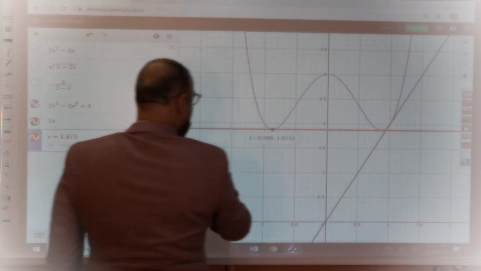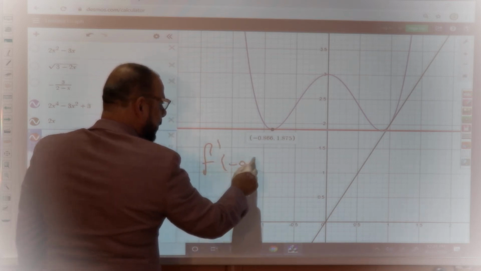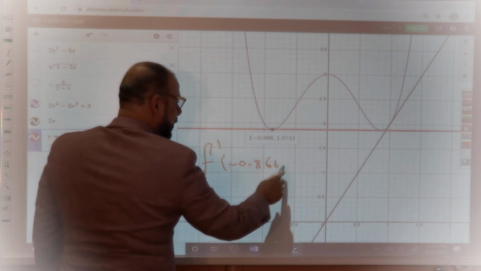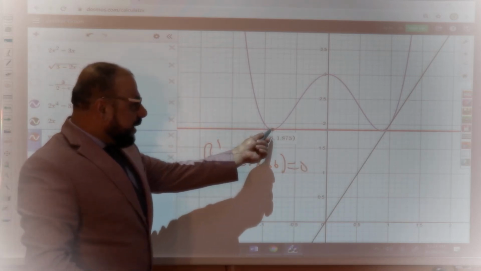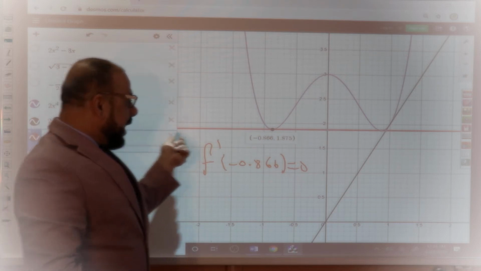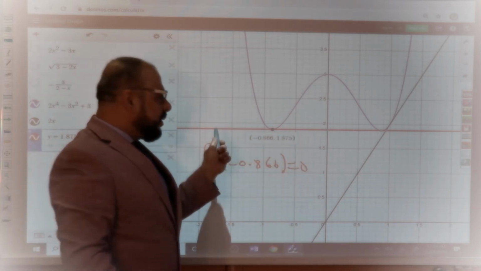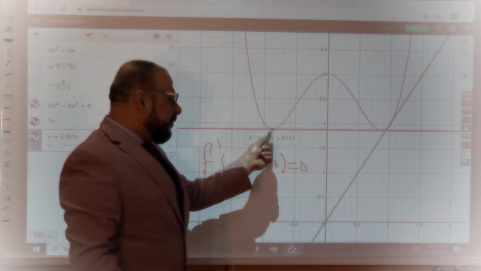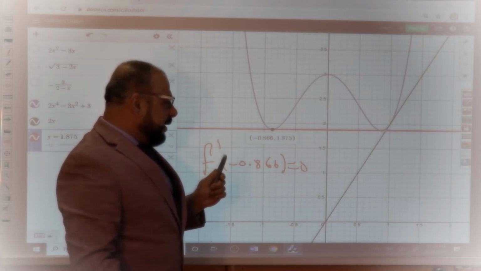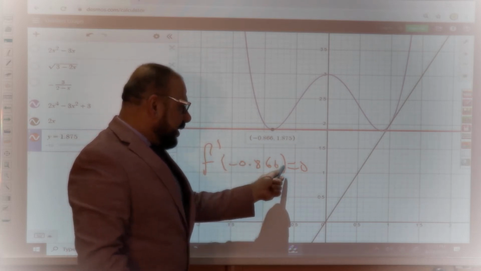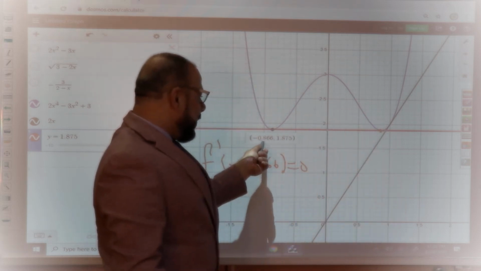Then I can say f prime of negative 0.866 equals 0. If you see the value of the derivative at this point, since the tangent is horizontal, that means what? Since the tangent is horizontal at x equal negative 0.866, then the derivative is 0. The same thing for this one, which is 0.866.